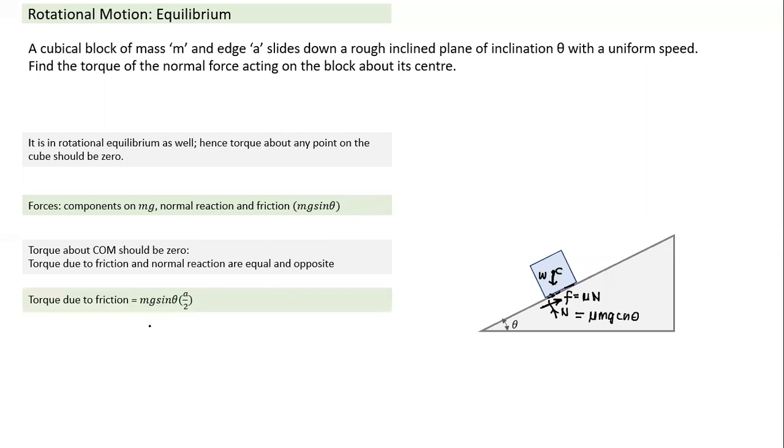Okay, what have I written here? Mg cos theta. Sorry, how did I write it? Torque due to friction is mu mg cos theta, and the perpendicular distance is a by 2. Everywhere the perpendicular distance is a by 2. That's the torque due to friction, and it is anti-clockwise. Normal reaction will be clockwise, with the same magnitude. That's how we calculate torque due to normal reaction.